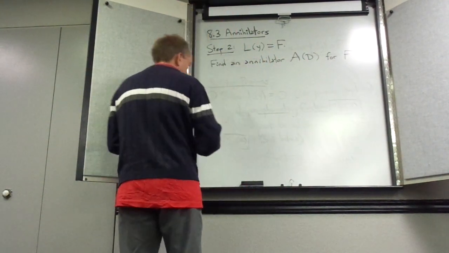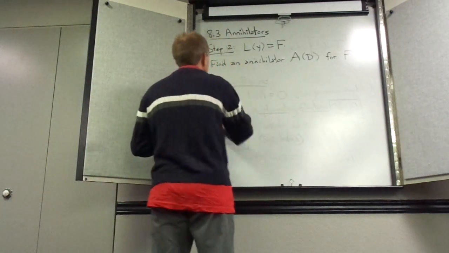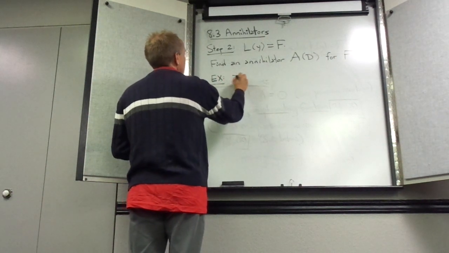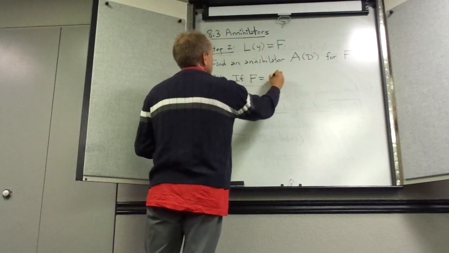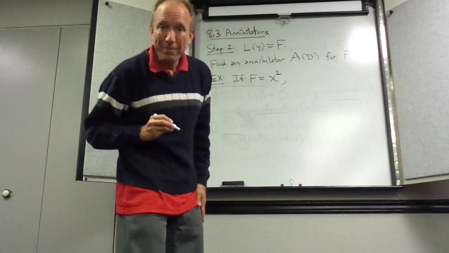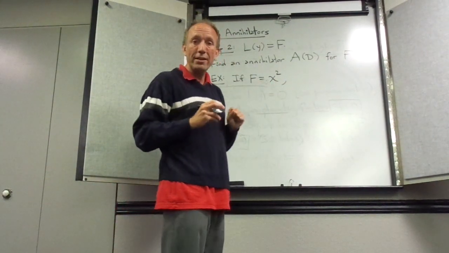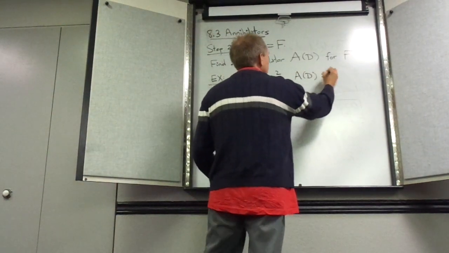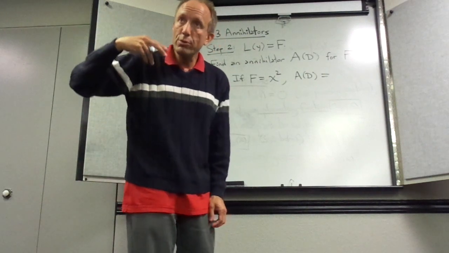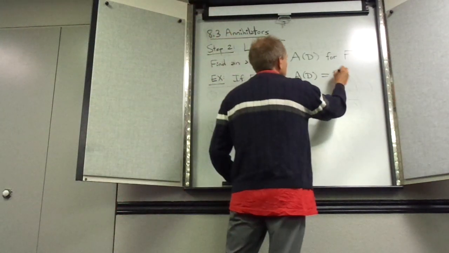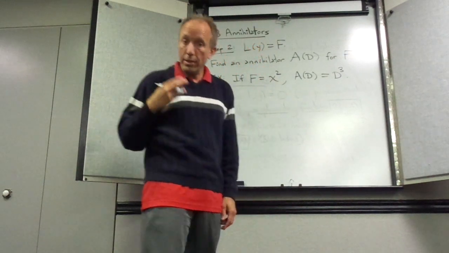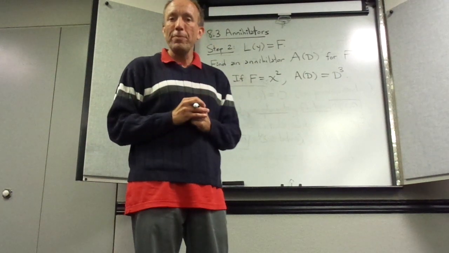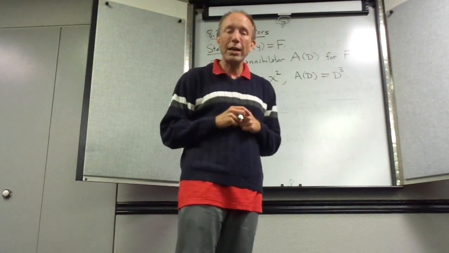So just to give you an example or two of what that might look like. For example, if capital F was, let's say, x squared, and we wanted to annihilate it using annihilators, well, we could do that. A good annihilator for x squared, if I wanted to use derivatives to get rid of x squared, you probably all would agree that I could just take 3 derivatives. If you differentiate x squared 3 times, it's going to end up becoming 0, right?